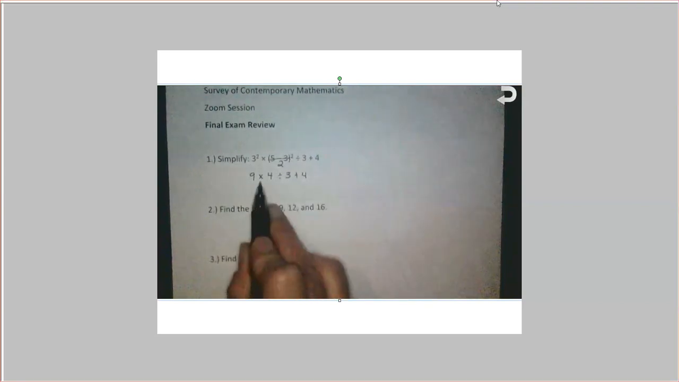So here I've got my grouping symbols. 5 minus 3 is 2. Then we're going to do the exponents. 3 squared is 3 times itself, so that would be 9. 2 squared is 2 times itself, is 4. Okay, we've got multiplication and division. We're going to work left to right. 9 times 4 is 36, and 36 divided by 3 would be 12. 12 plus 4 equals 16. So that'll be the answer to that problem after we simplify using the order of operations.